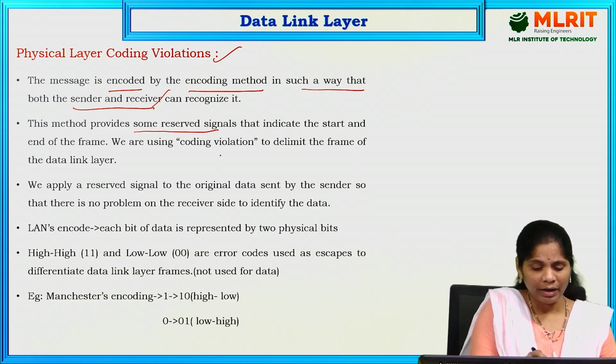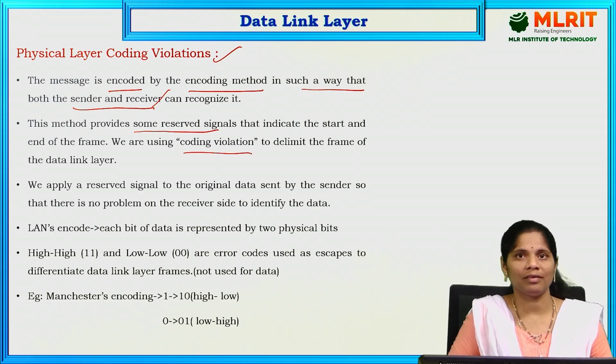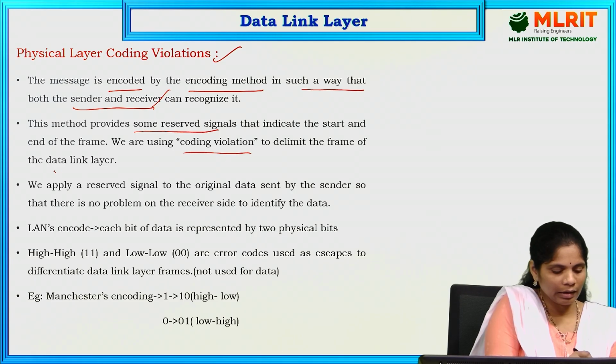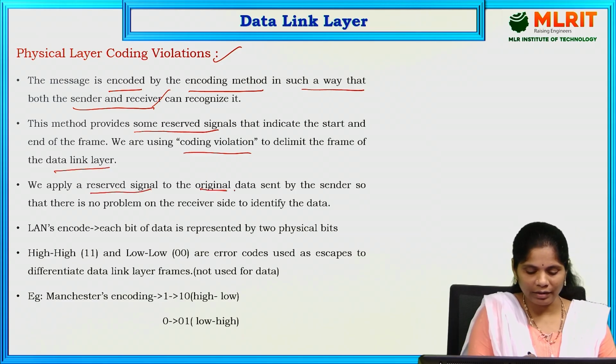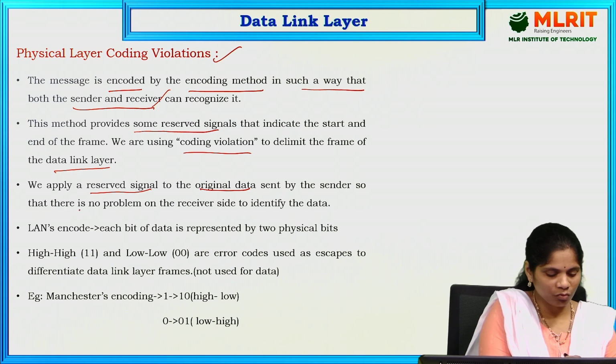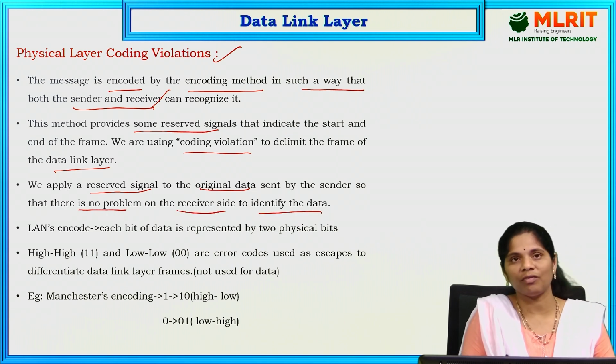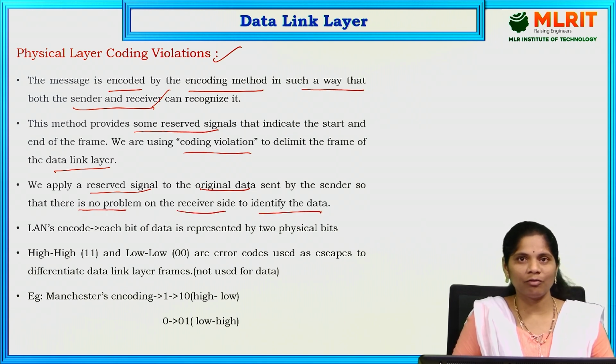At the same time, it is called coding violations, delimiting the frame for the data link layer. So we can apply these reserved signals to the original data sent by the sender. So there is no problem for the receiver to identify the data. So how exactly is it going to happen?